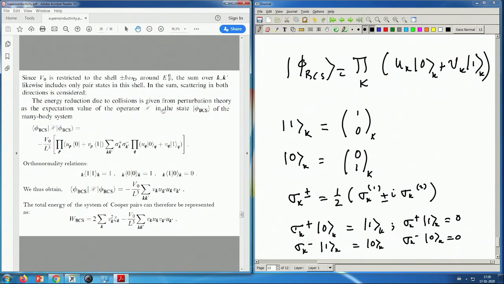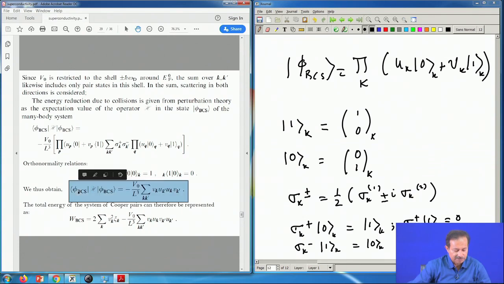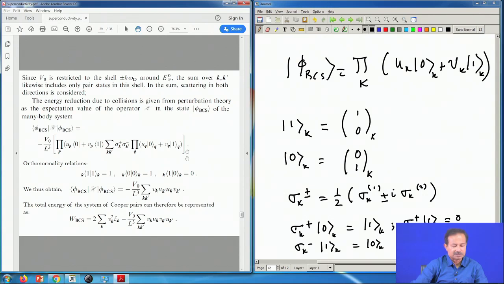So, the energy reduction due to collisions is now obtained by just a first order perturbation theory. Again, V naught being so small compared to other energy scales in the system, one can just do a perturbation theory, and that leads to this kind of a term. Psi BCS H psi BCS is simply this. This you can work out. This is very simple. Just take this kind of a product between two BCS states, and you will get this result. This is absolutely straightforward.